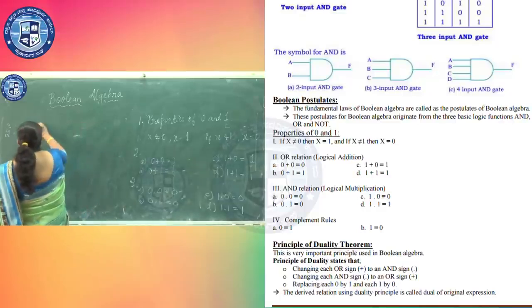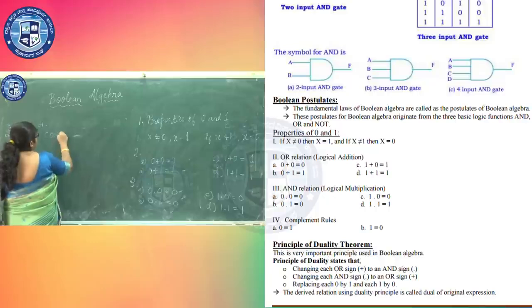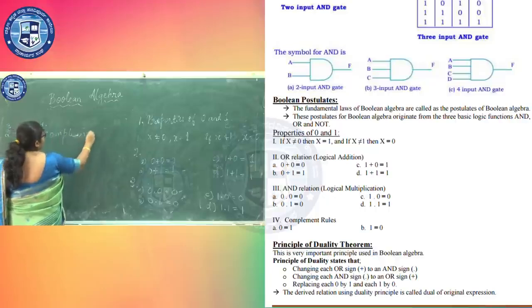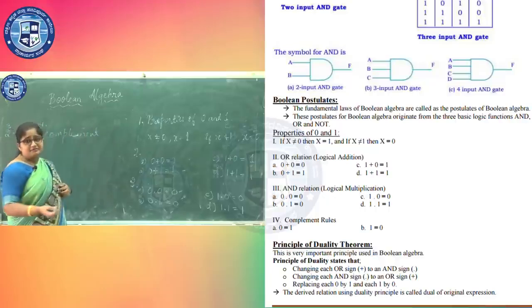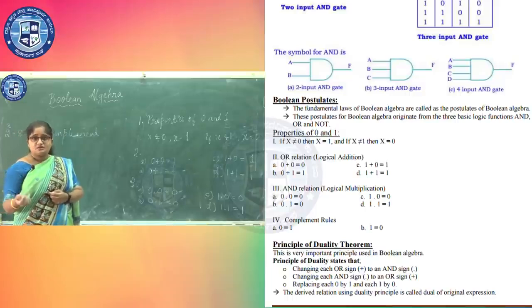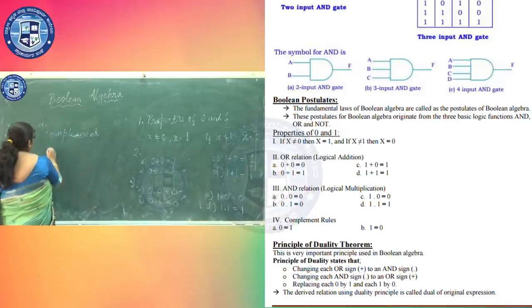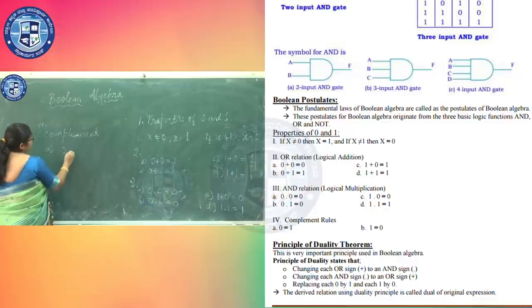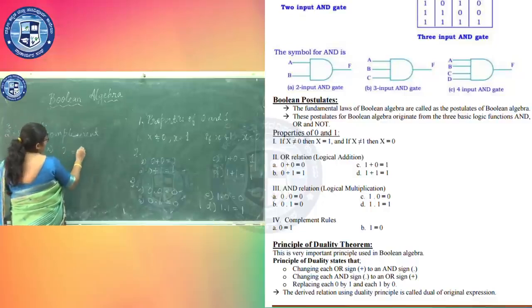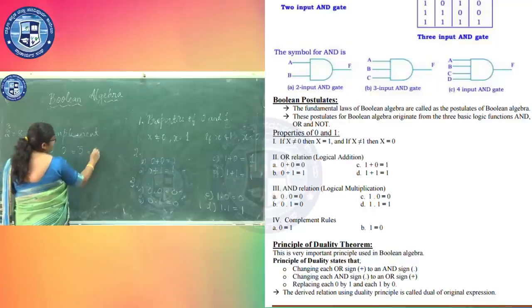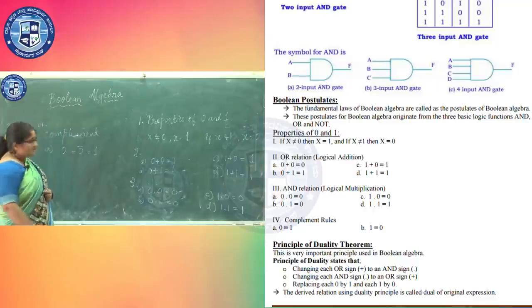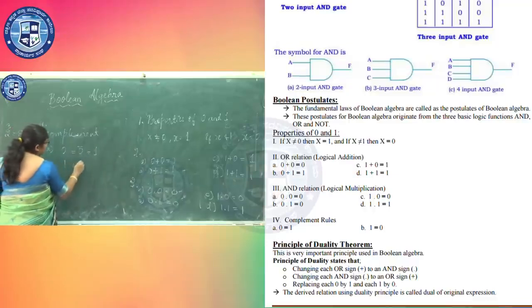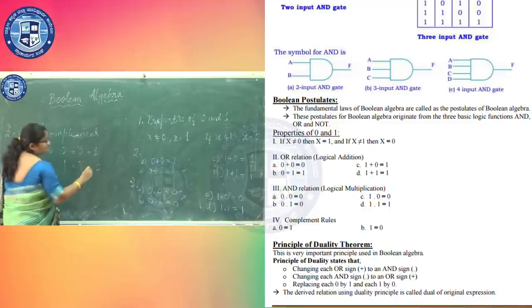Next, fourth one, complement rules. Complementing means when the value of x is 0, it will become 1. So that is, if it is 0, then 0 dash is considered to be 1, and 1 dash is 0.